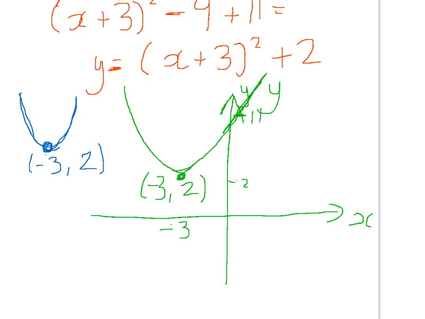Maybe you might want to label the graph y equals x squared plus 6x plus 11, but we can read the turning point from the equation if we complete the square on it, and that's what we've done here.